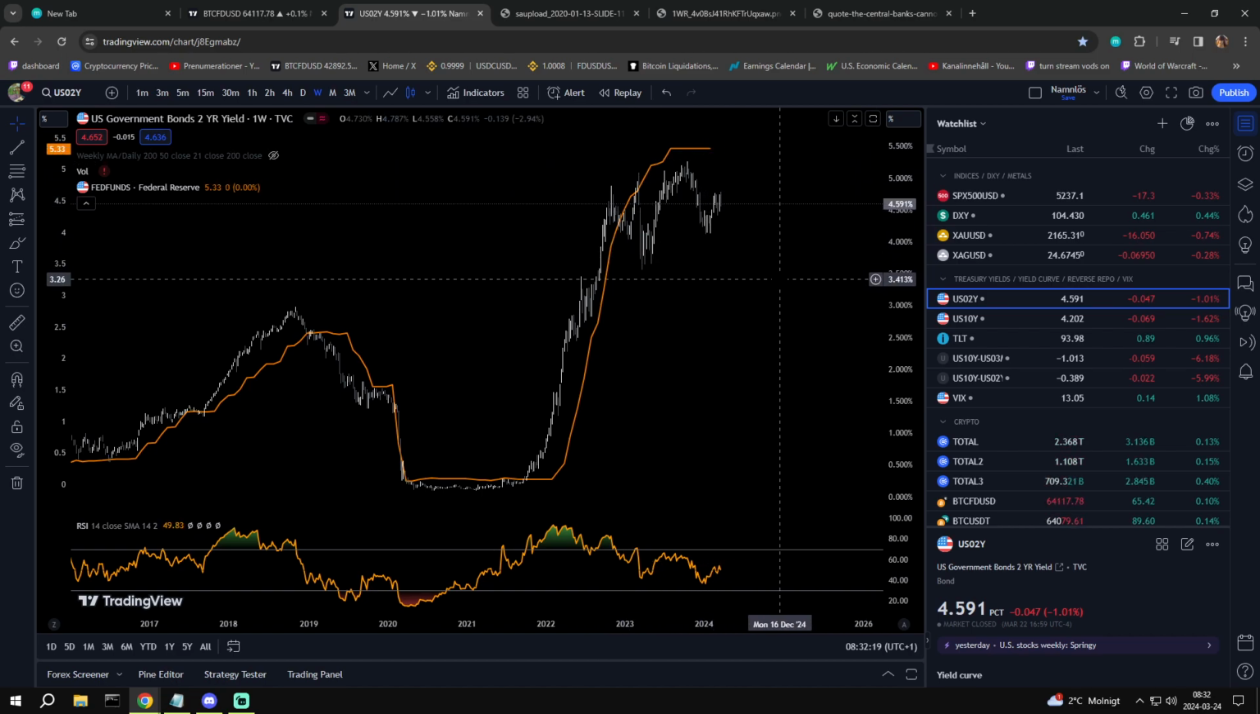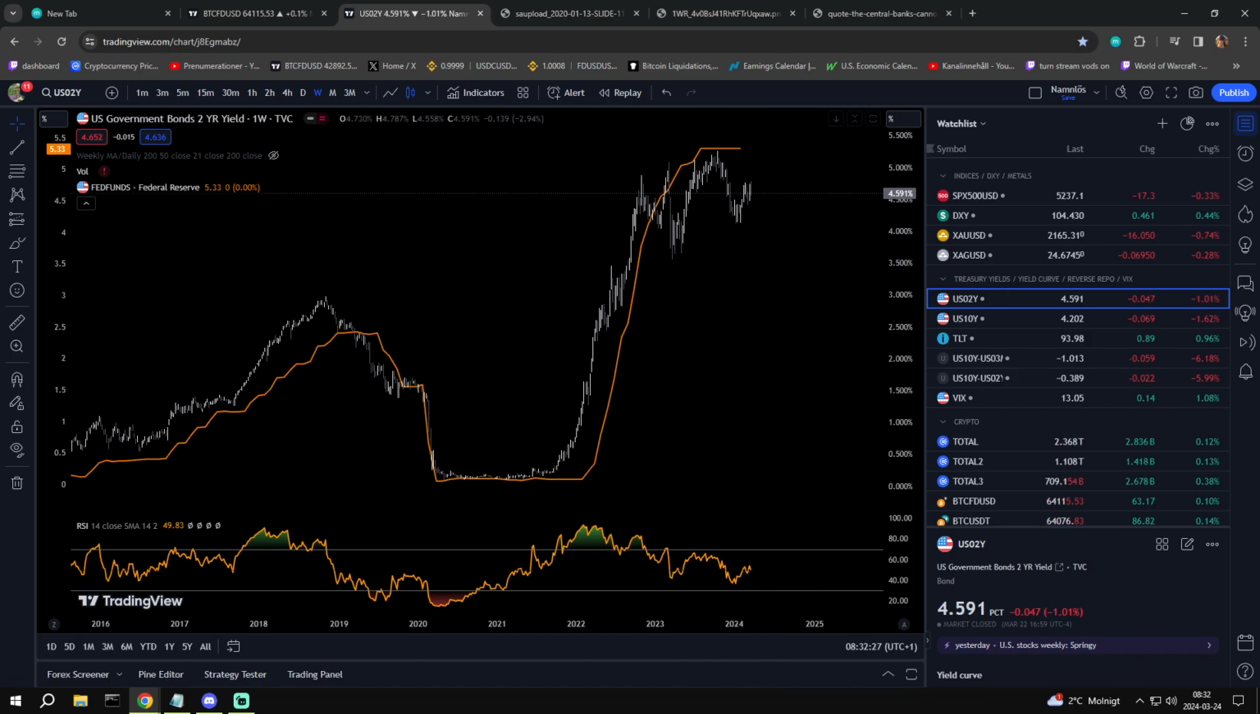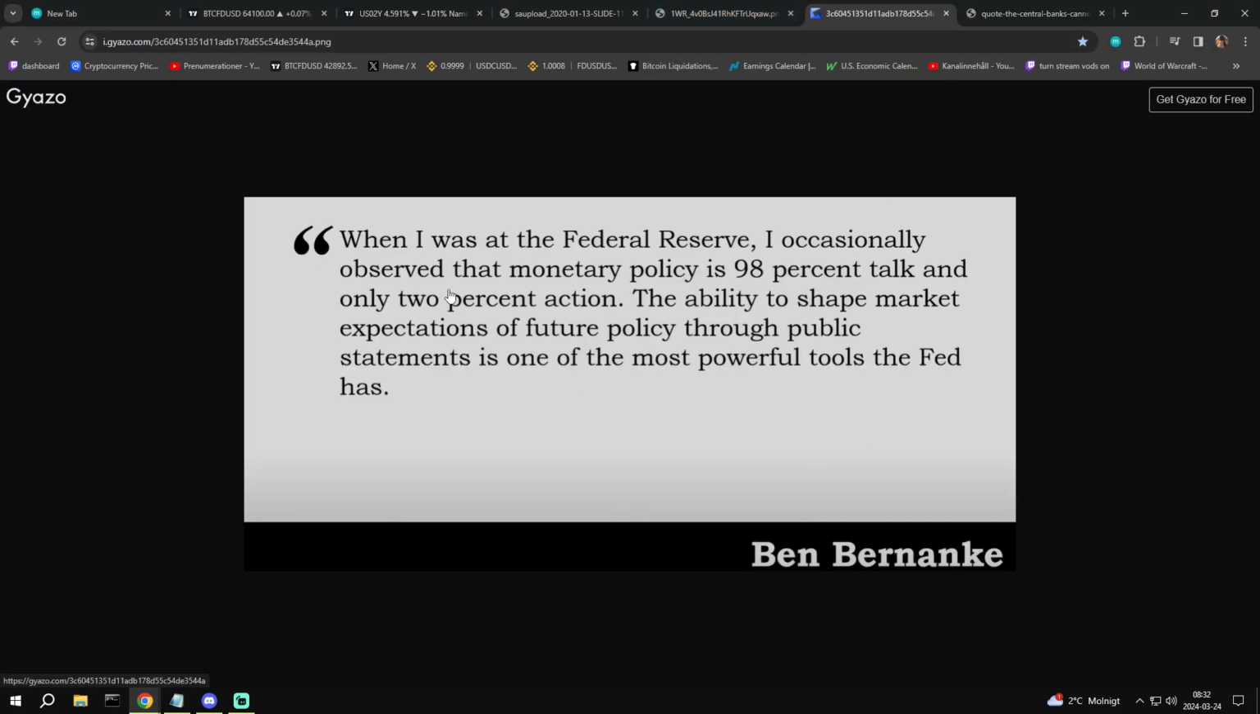So if we understand that Jerome Powell doesn't really control interest rates, and it's all about psychology, that is the main thing they can control. And again, I always go back to this quote: "When I was at the Federal Reserve, I occasionally observed that monetary policy is 98% talk and only 2% action. The ability to shape market expectations of future policy through public statements is one of the most powerful tools the Fed has."